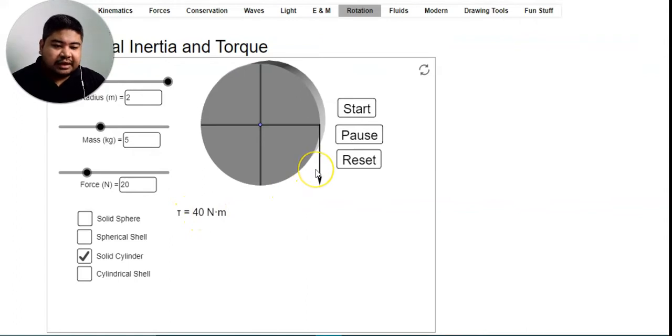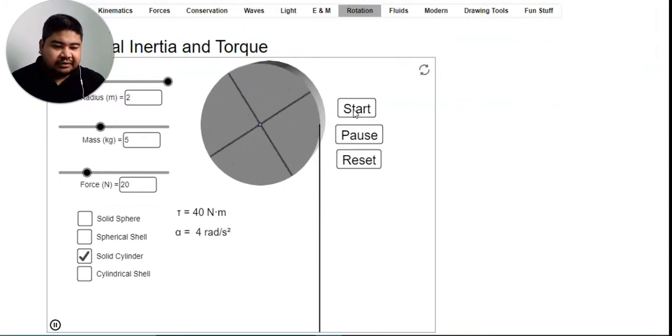As you can see, there are no other forces that balance the torque that we apply. So when I click the start button, you will see that the disc starts to spin, and the angular velocity will start to increase. It starts slowly, and then eventually it will get faster and faster and faster.